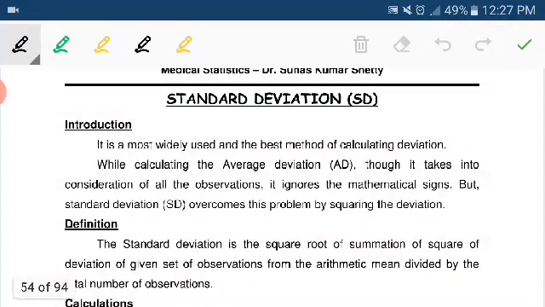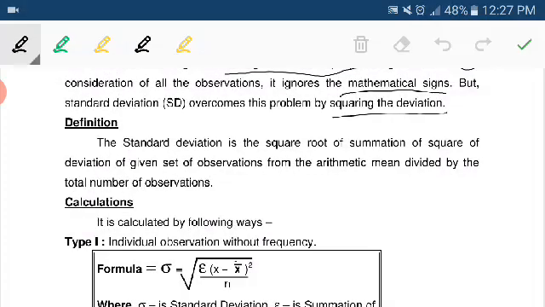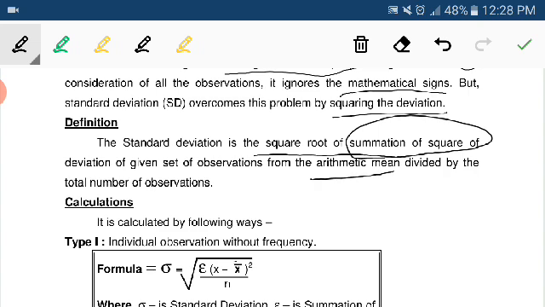Standard deviation is nothing but the SD. It is the most widely used and the best method for calculating deviation. While calculating the average deviation, though it considers all the observations, it ignores the mathematical sign, but the standard deviation overcomes this problem by squaring the deviations. Definition: the standard deviation is the square root of the summation of squares of deviations of a given set of observations from the arithmetic mean, divided by the total number of observations.